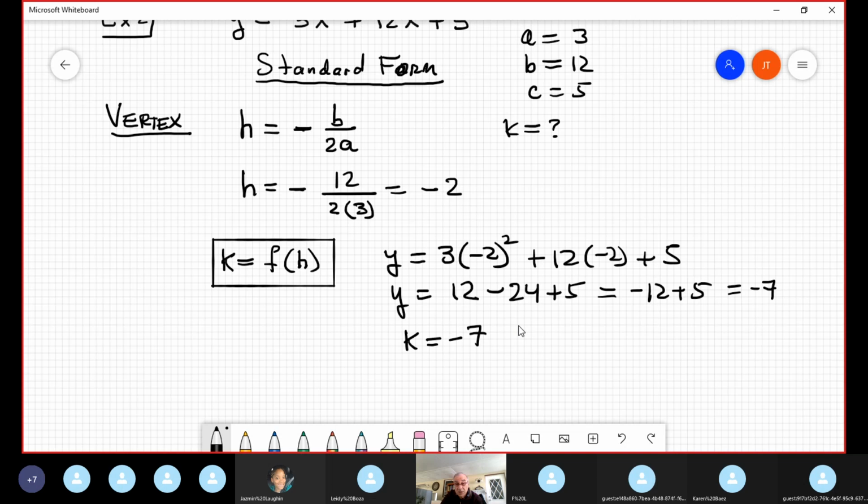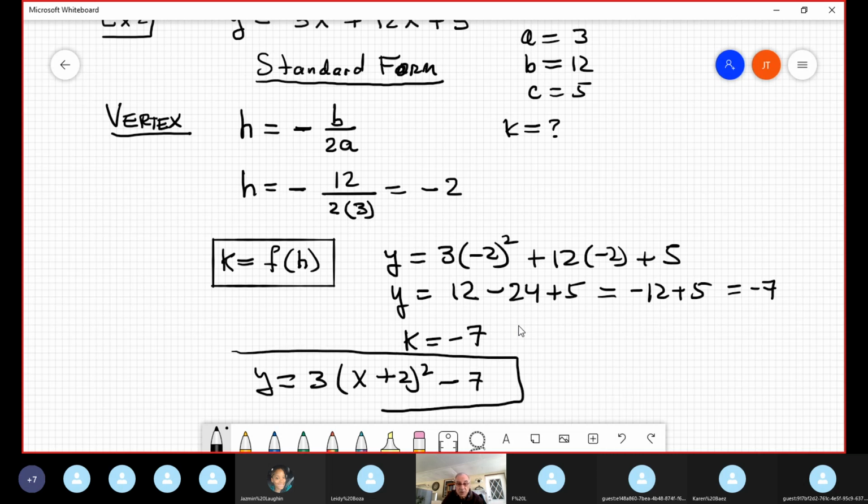If you want, it's a curiosity, not necessary, you express the equation in vertex form like that. y equals a, which is the same, 3, parentheses x minus h, but h is negative 2. So double minus becomes positive, plus k, but k is 7, so it's negative. Actually, no plus, it's minus 7. Okay, so this equation is equivalent to the original.